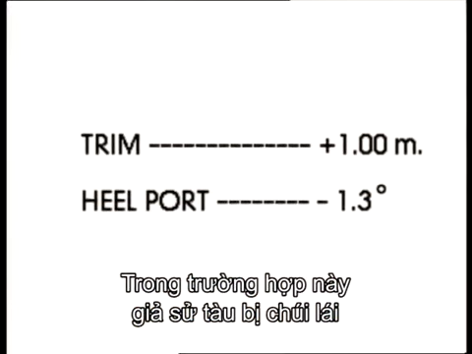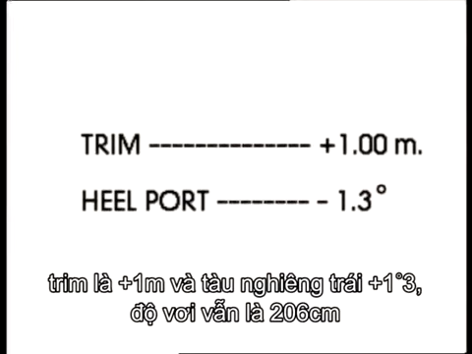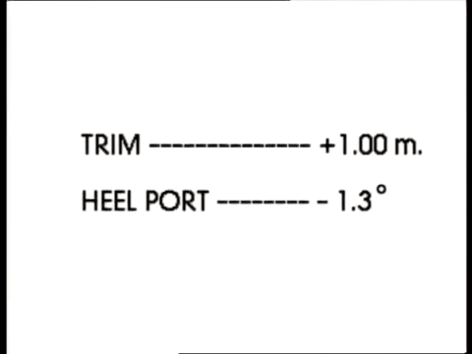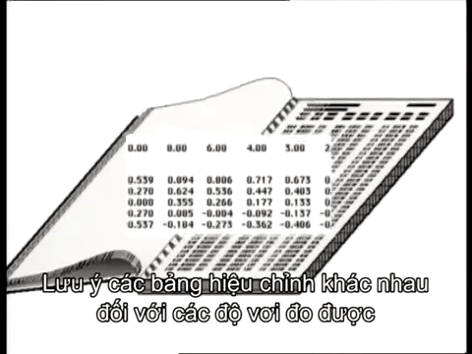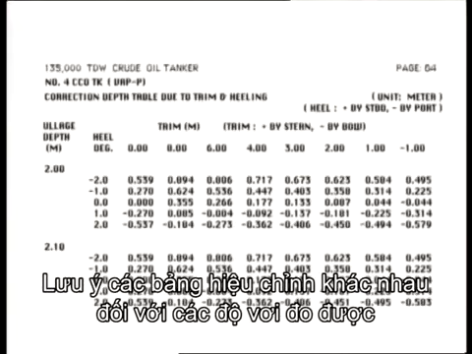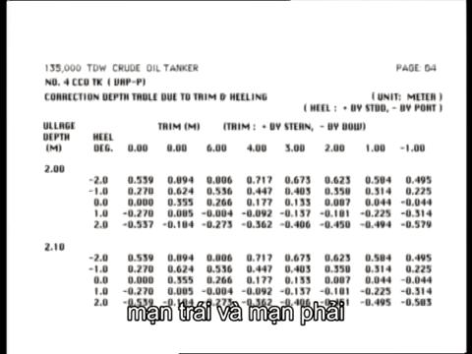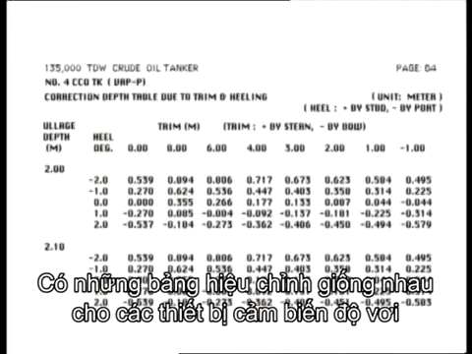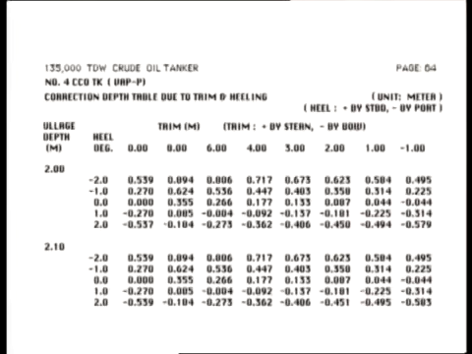On this occasion, let's say our vessel has an aft trim, a positive trim of 1 metre, and a port heel, a negative heel of 1.3 degrees. The ullage is still 206 centimetres. Note the separate correction tables for ullages taken, port and starboard. There are similar tables for corrections for the level transmitters.